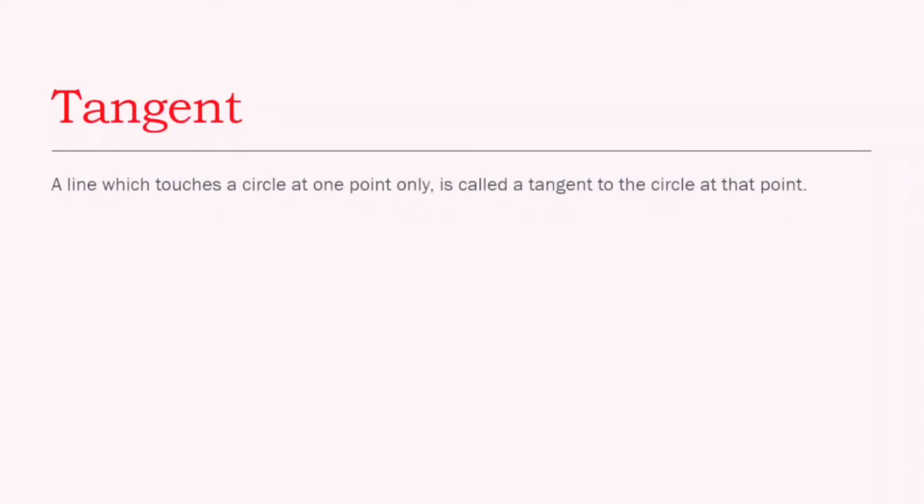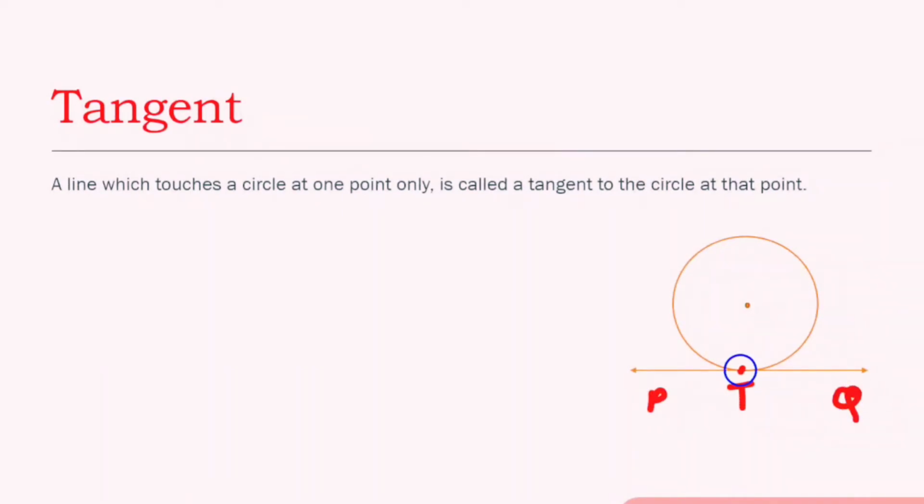Next term is tangent. A line which touches a circle at one point only is called a tangent. Now this is a circle. This is the center of the circle. And here PTQ is a tangent at the point T. A point at which a tangent touches the circle is called the point of contact. So here T is the point of contact.